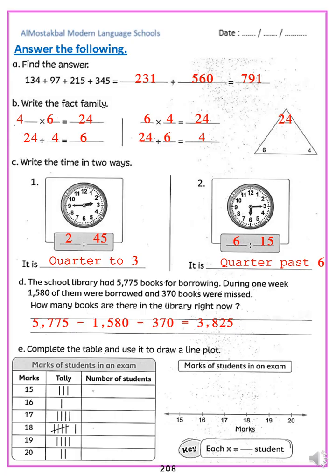The next question, complete the table and use it to draw a line plot. Okay? The number of students who got 15 marks is 3. The number of students who got 16 marks is 1. Okay? And 4, okay? And 6.